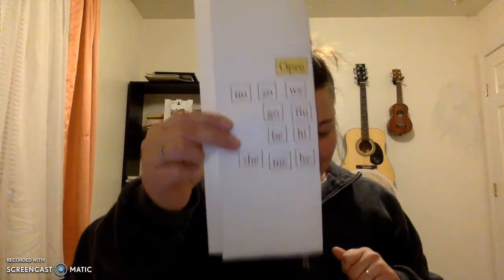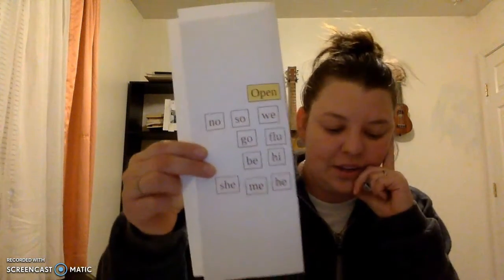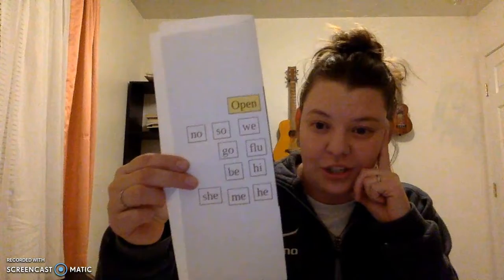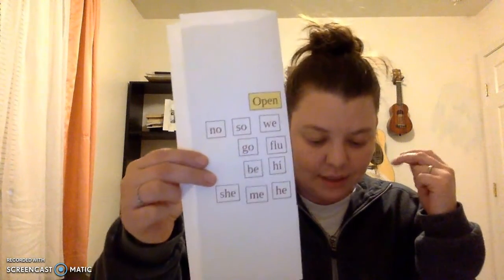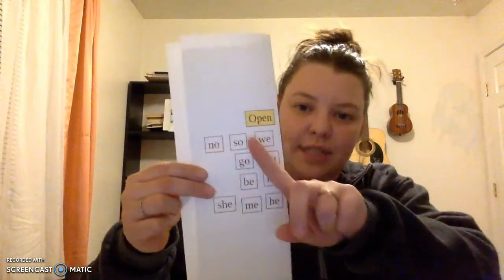These ones are open, right? Yeah, that's right. And are the vowels long or short? Yes, and these ones, they're long, right? For example, we have the word we, right? Good job. So on this side, right?